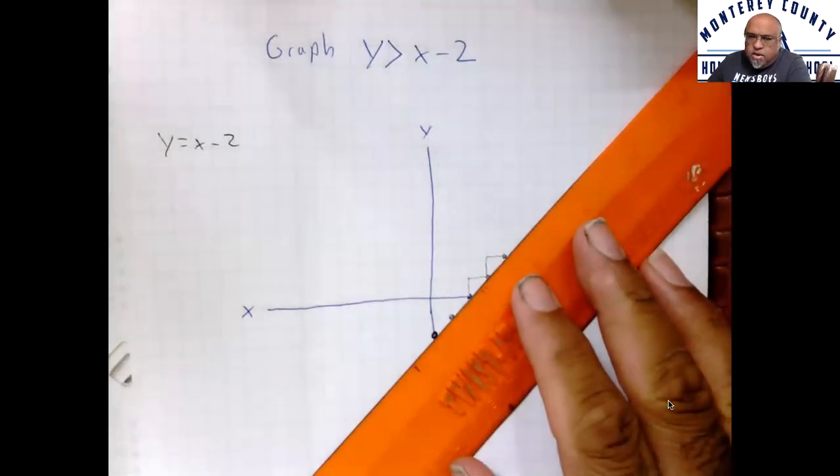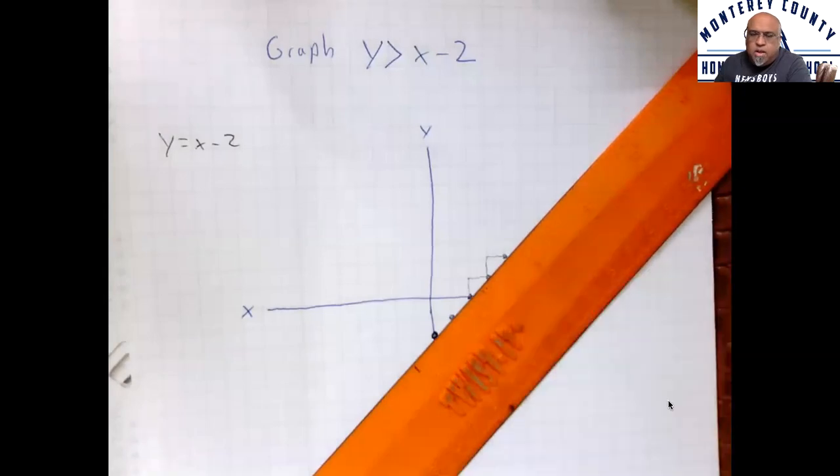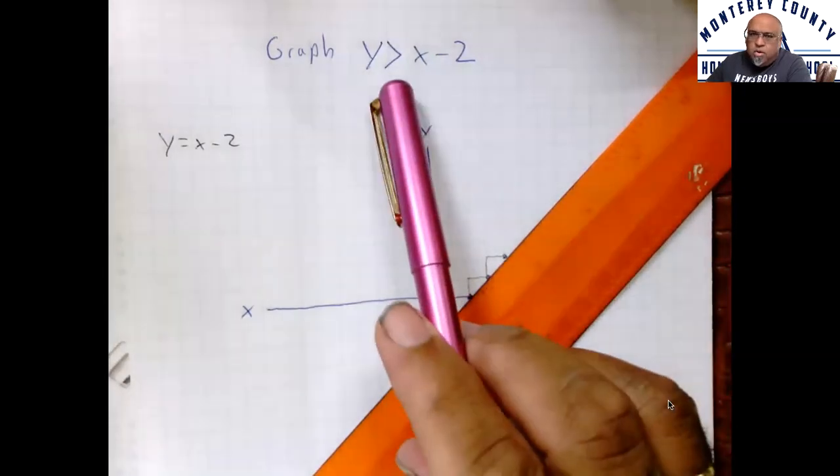Now let's take the second step. I want to look at my inequality when I make the line. Is it an open inequality or closed?